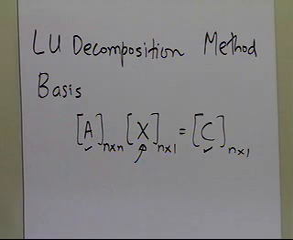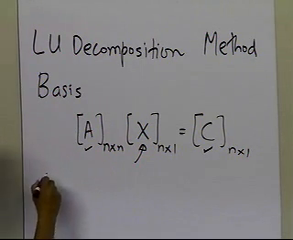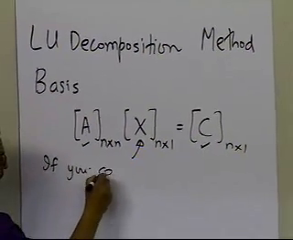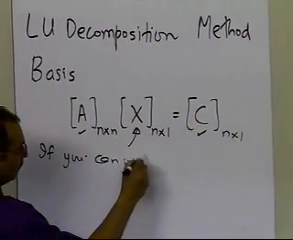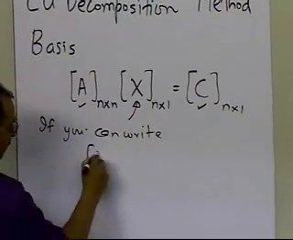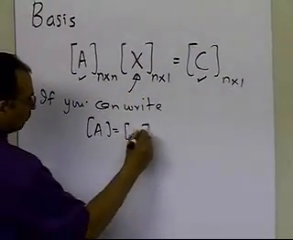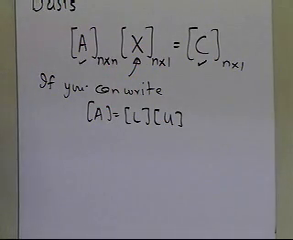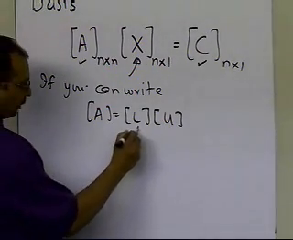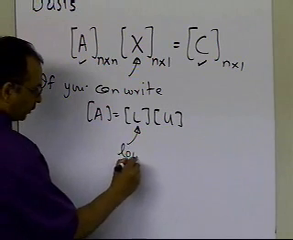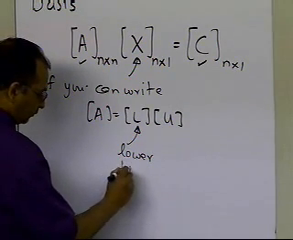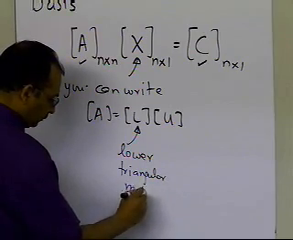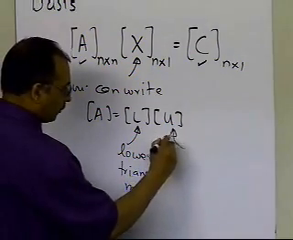So let's see what the LU decomposition method is based on. It's based on the idea that if you can write A is equal to L times U, so if you are able to take the coefficient matrix and write it as a lower triangular matrix multiplied by an upper triangular matrix. So this is a lower triangular matrix, and this is an upper triangular matrix.